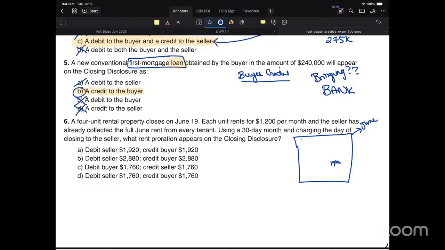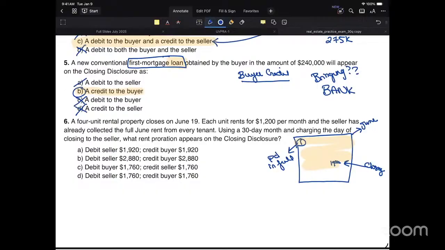And we know rent was paid on the 1st. So rent was paid in full on the 1st. But then closing happens on the 19th. So hopefully it becomes clear that the dates between the 1st and the 19th, that is money that the seller should legitimately keep.